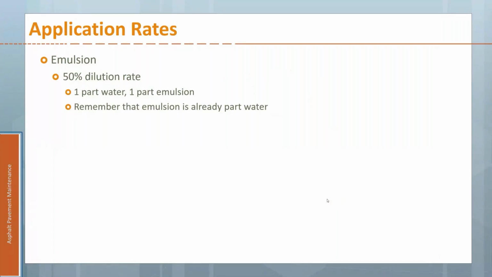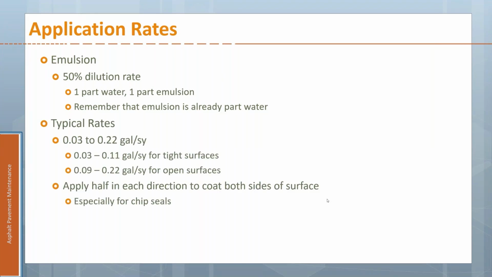All right, so the application rates. Remember that usually an emulsion is a 50% dilution rate, which means 1 part water, 1 part emulsion. So if part of that is already water, and then we dilute it, we're going to have usually more than half of it being water. Typical rates for a fog seal are somewhere between 0.03 and 0.22 gallons per square yard. 0.03 to 0.11, that's going to be the lower end of that range for your tighter surfaces, not so tight that you can't handle a fog seal, but more of your dense graded surfaces.